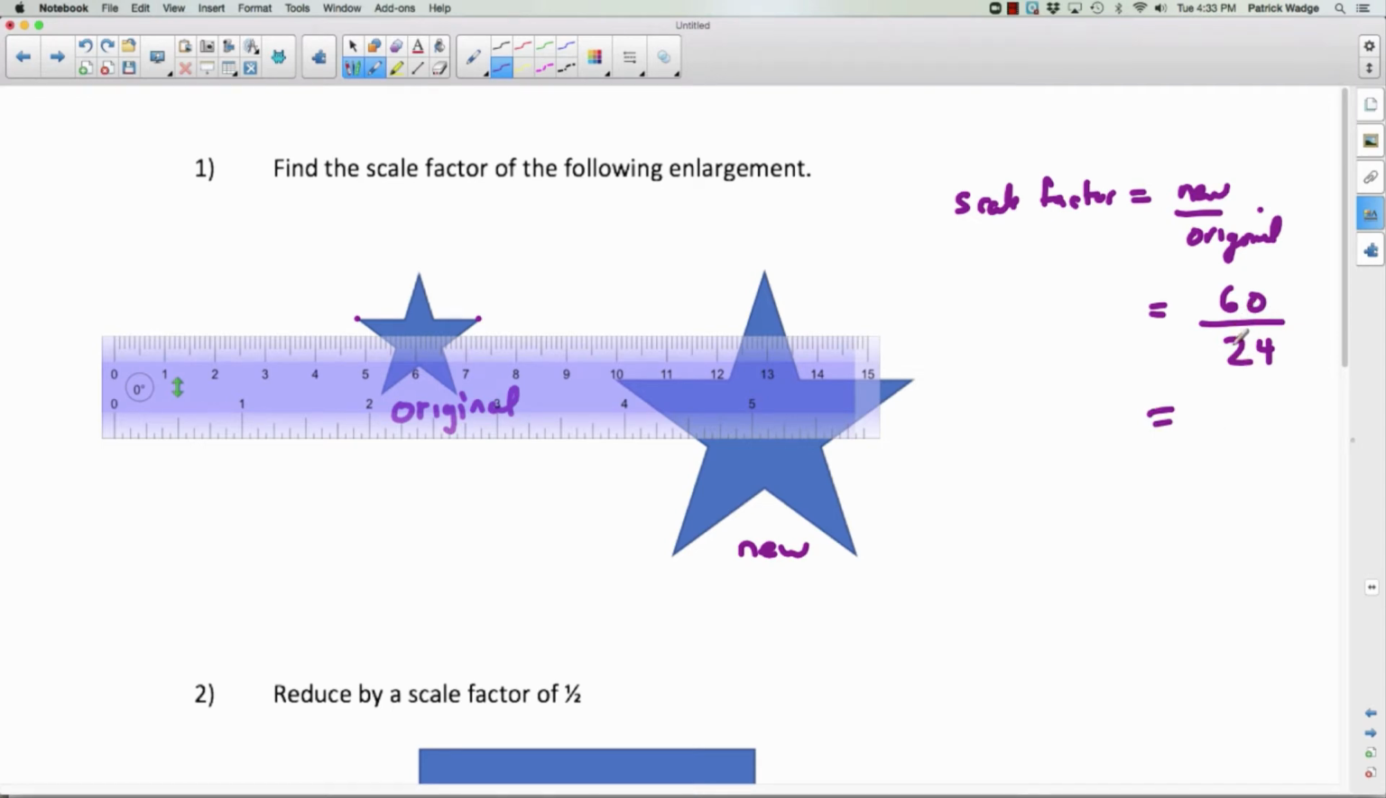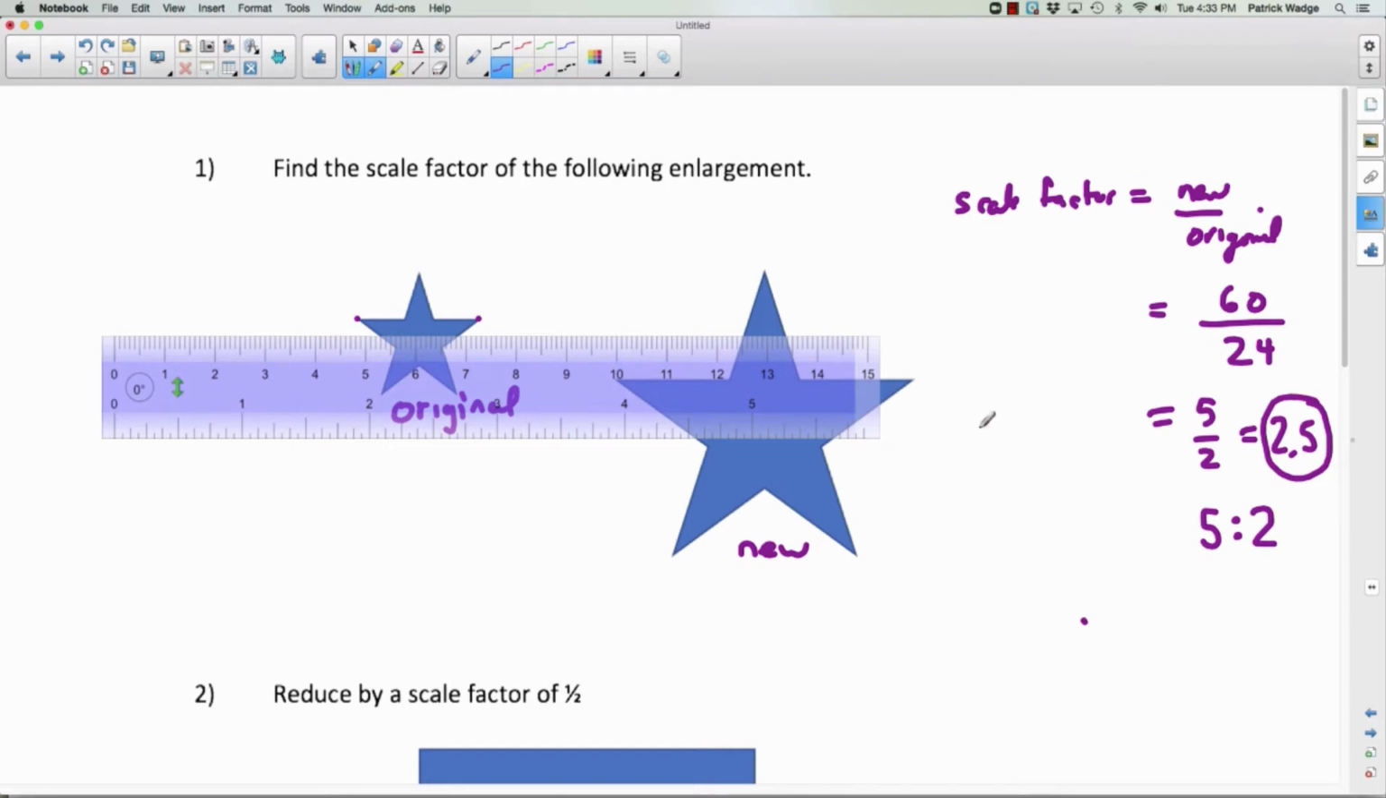I could actually divide them both by 12, and I get 5 over 2. That's an acceptable answer. That could be your scale factor. You could also divide this and get a decimal, 2.5. That's probably my preference. 2.5 is a good answer. You could also, I'm not such a big fan of this, but your book does this, so I better tell you. You could also write it like this, 5 to 2. That works as well.